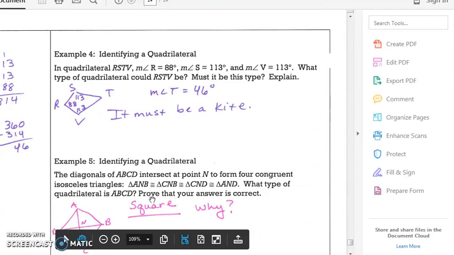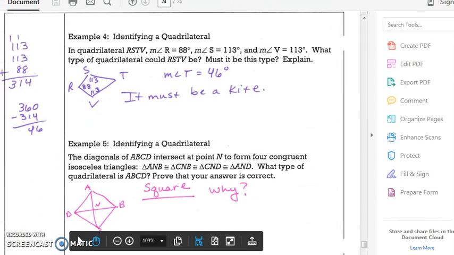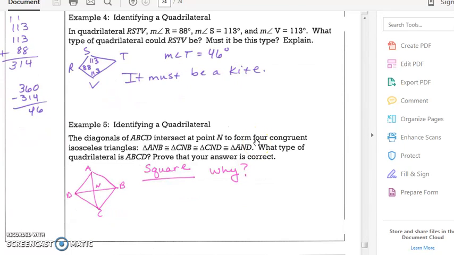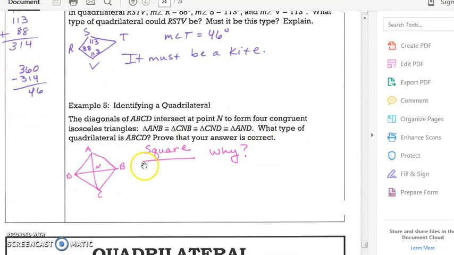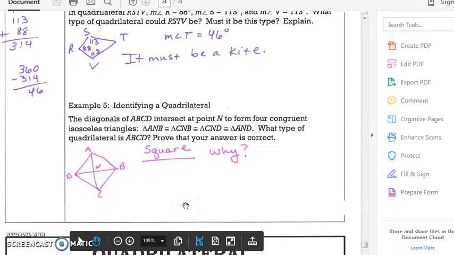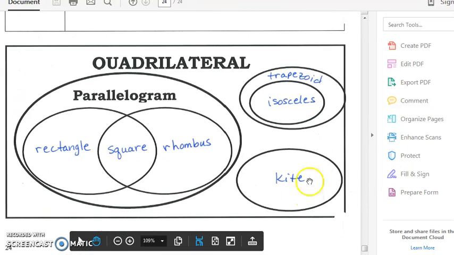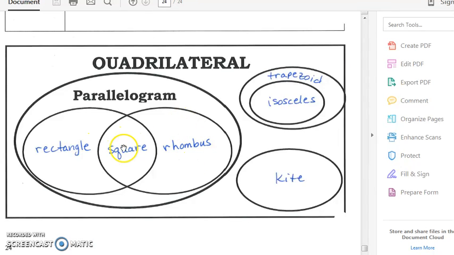So then on this page here, there's those examples if you wanted to check your work for those. Kite, again, you're not responsible for right now, but this one, square and why, think about what would make something a square. And then here's kind of how they all fall in. Kite's kind of on its own. Trapezoid, we could have isosceles. Parallelogram, we have a rectangle and a rhombus, and when it is both, it is a square.